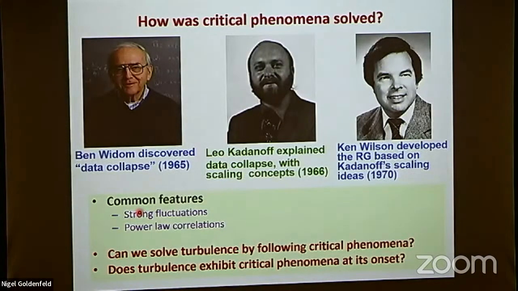Okay, now the phase transition problem was solved. Wilson got the Nobel Prize for developing the renormalization group. His renormalization group was based on Kadanoff's scaling ideas that connected fluctuations in the Hamiltonian at one scale to those at another. And that explained data collapse that was discovered by Ben Widom.